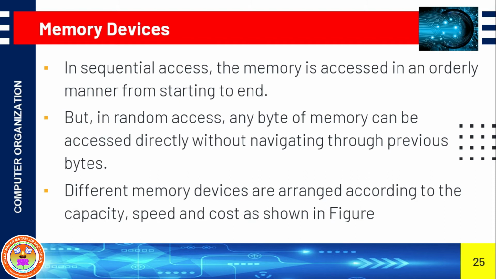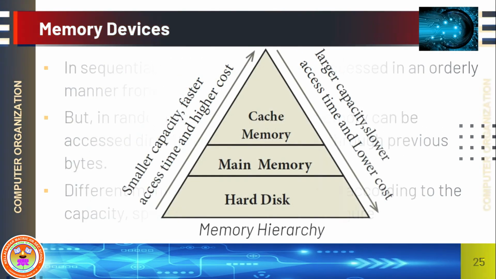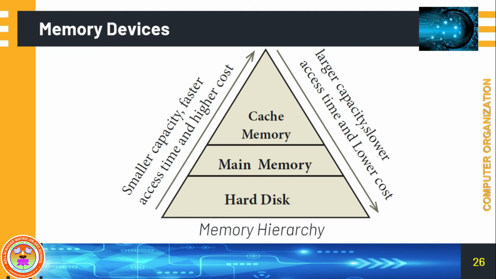Different memory devices are arranged according to capacity, speed, and also cost. We are showing one figure. You can see that these are the different types of memory devices based on the capacity of memory space, speed, how much data can be transferred, and cost. We see a larger capacity and a smaller capacity. The first one is cache memory, the next one is main memory, and the third one is the hard disk.